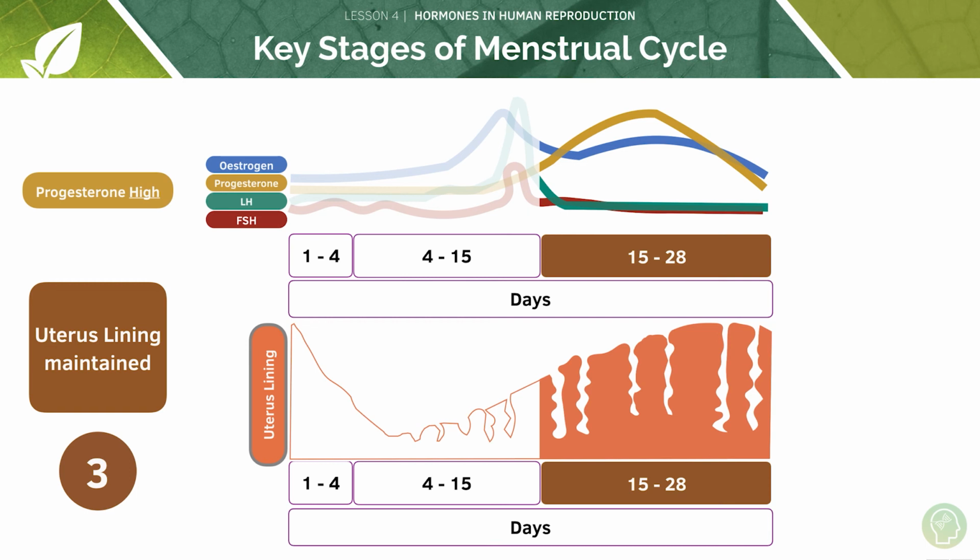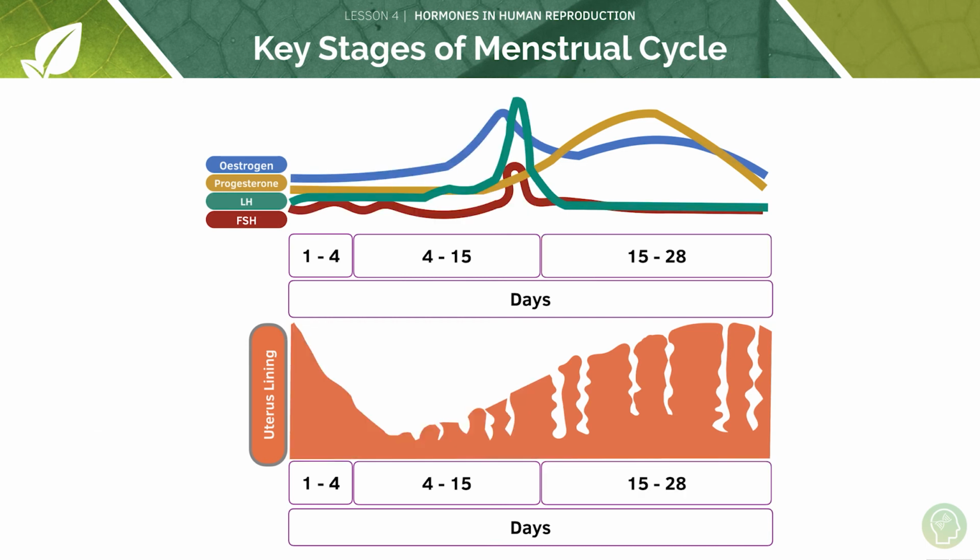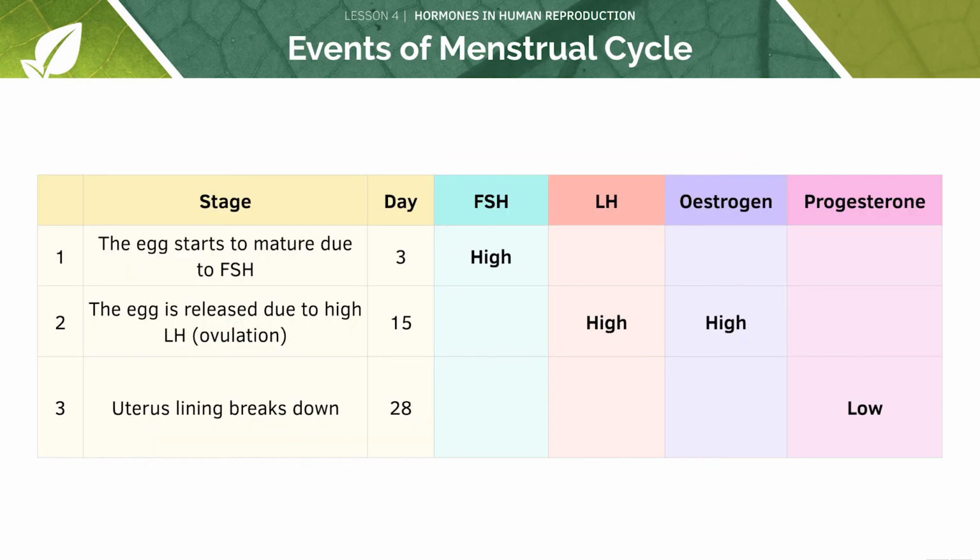And where are we? We've got our LH, which is also low because our egg has already been released. And finally, we also have our FSH, which is also low at this point in days 15 to 28.